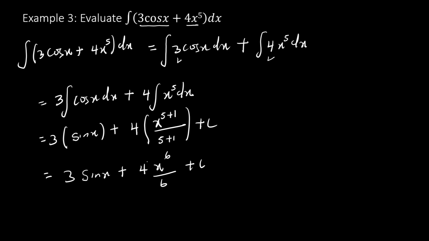And here we have 2, we go here in 2 times, and 2 we go here 3 times. Then we can have our final answer to be 3 sin x plus 2 over 3 x to the power of 6 plus c. And this is the answer to the question.